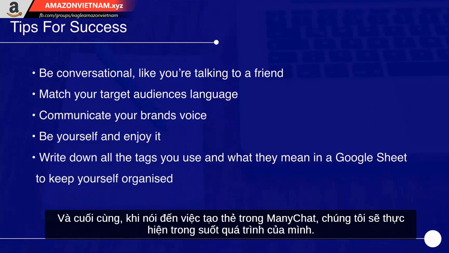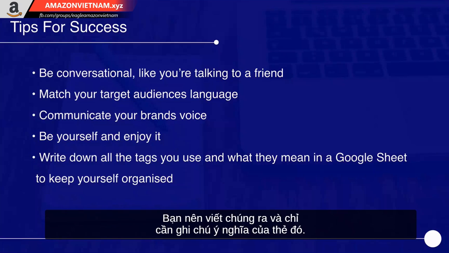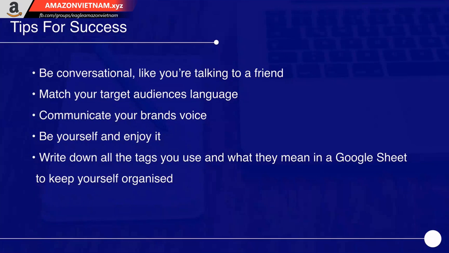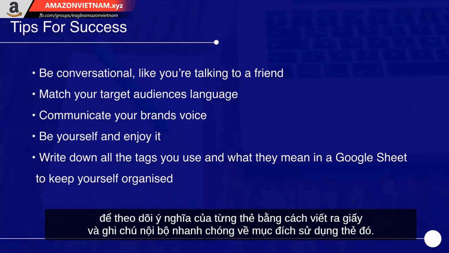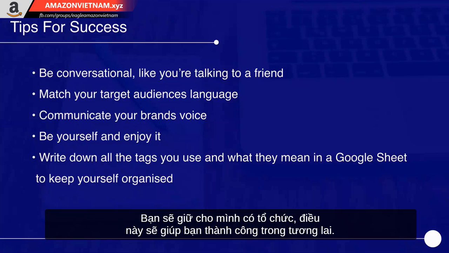And finally, when it comes to creating tags within ManyChat, which we're going to be doing throughout our flows, it's a good idea to write them down and just make a note of what that tag means. As we build out various campaigns within ManyChat, we're going to create hundreds of different tags, and it can often be difficult to keep track of what each tag means. By writing it down and making a quick internal note of what that tag is to be used for, you'll keep yourself organized, which will set you up for success in the future.